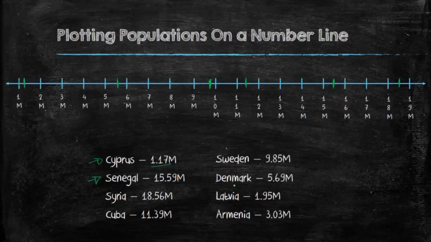Latvia at 1.95. 1.95 is super close to 2. So this is 1, this is 2. Latvia is very close to 2. It's almost 2, but not quite. And Armenia, 3.03. It's just a hair above 3. So this is 3 million. It's just like a hair above 3. So it's probably right here. Cool? So we've got the different countries plotted.